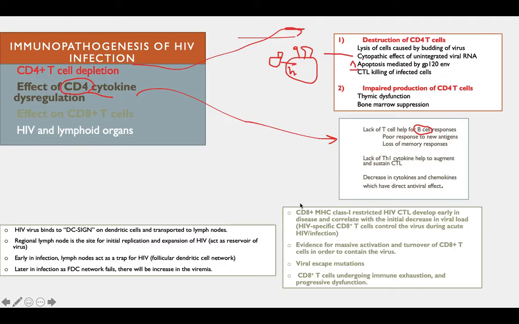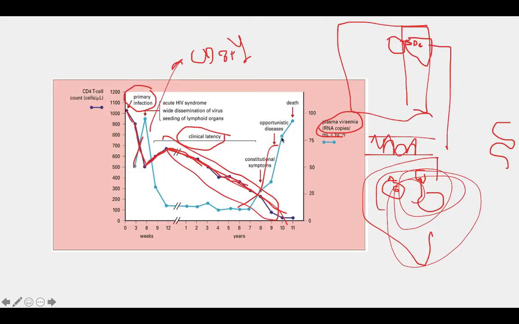Now, lastly is the effect on the CD8s. How will it affect them? Early in the disease, CD8s basically increase and lead to a decrease of the viral load, but there will be a massive turnover. That means the CD8 will live and die just in order to kill the virus. But the virus will acquire mutations, and at the same time there will be exhaustion of the CD8, and there will be loss of the help of the CD4, and thus it will lead to what? It will lead to the secondary viremia.